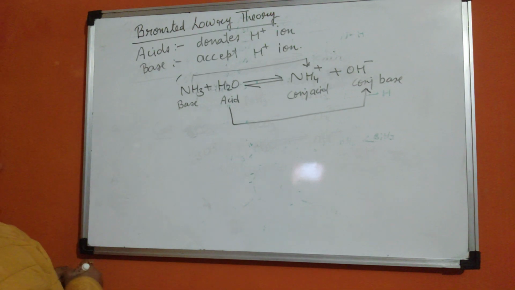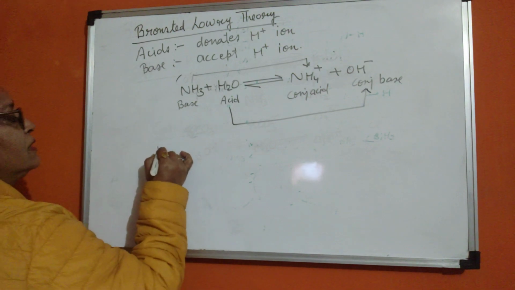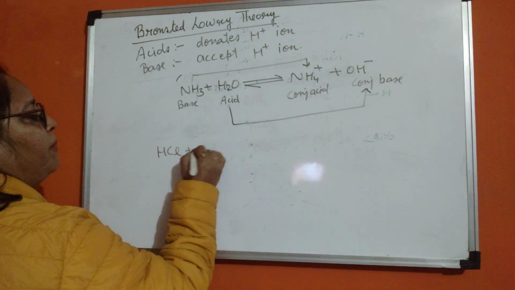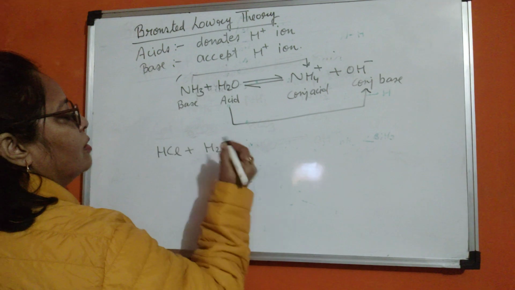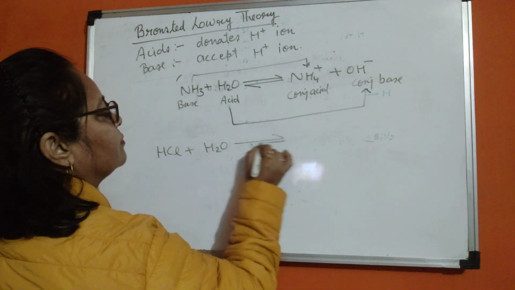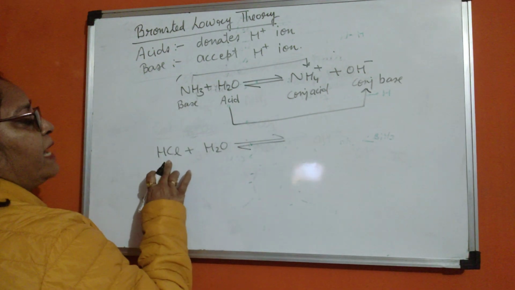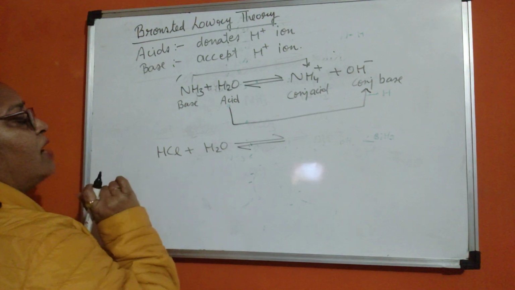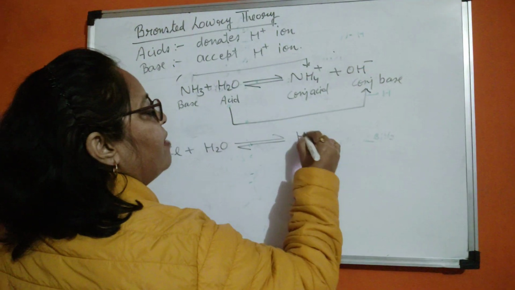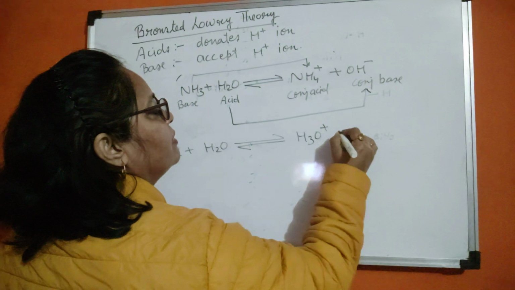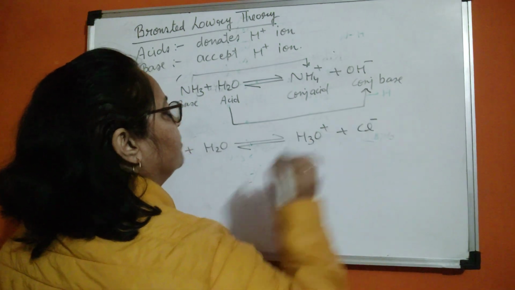Similarly, if we take another example, like suppose we take one interesting example of HCl plus water. Now this is HCl plus water. It gives, what gives? It gives H3O positive and Cl negative. So we have here H3O positive plus Cl negative.